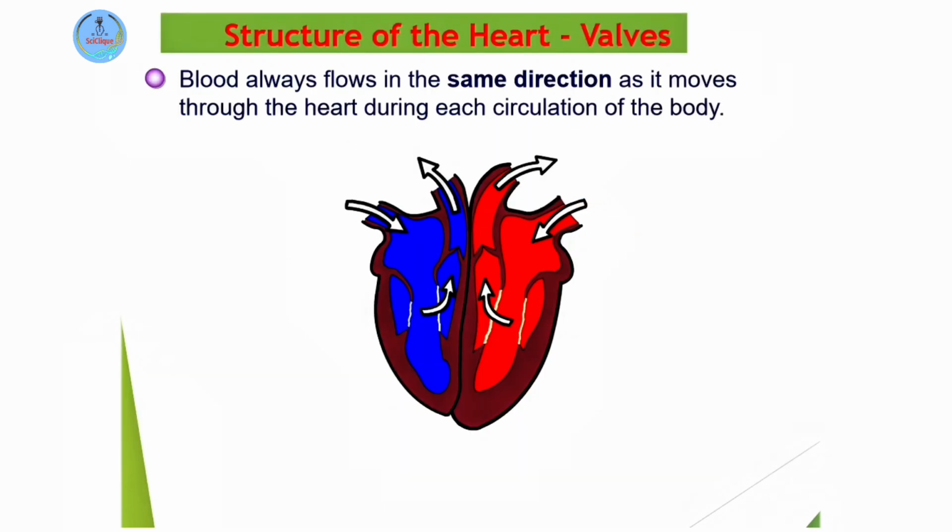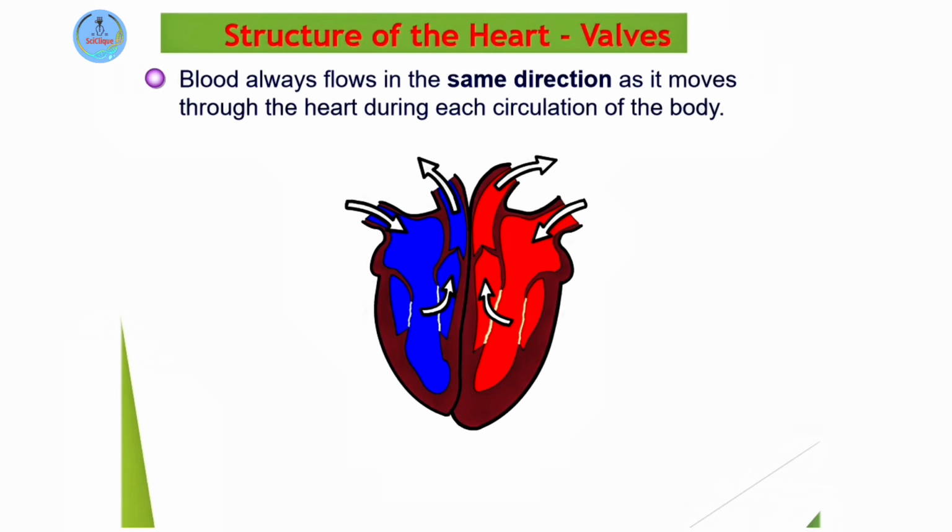Now moving on to another structure of the heart, and these are the valves. So when it comes to how blood flows, we need it to always flow in the same direction, always. So for example, if blood is flowing from the vena cava into the right atrium and then into the right ventricle and then out through the pulmonary artery, we do not want it flowing backwards, okay? That will be a very big issue.